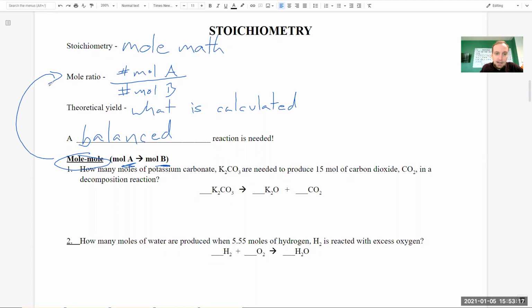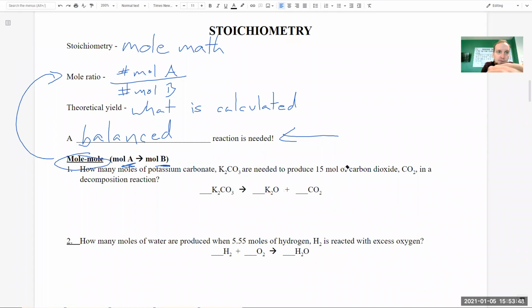Like I also said right here, we have to have a balanced chemical reaction. So what I'm going to do right now is balance this equation, because if we don't balance it, we're not going to be able to get our mole ratio. So we have potassium carbonate yields potassium oxide and carbon dioxide. The K's are balanced, the C's are balanced, and guess what? The O's are also balanced because we have 3 here, and we have 2 there, plus 1. So that gives you 3 and 3. So that is actually already balanced, which is quite nice.